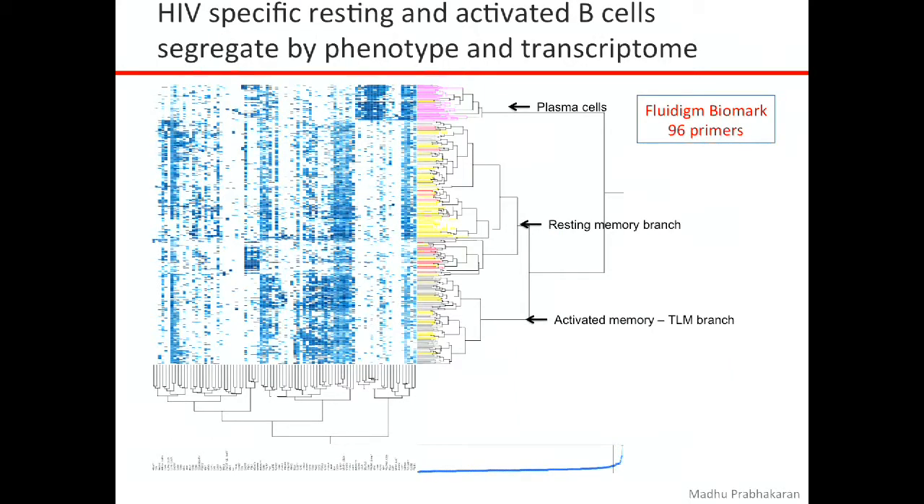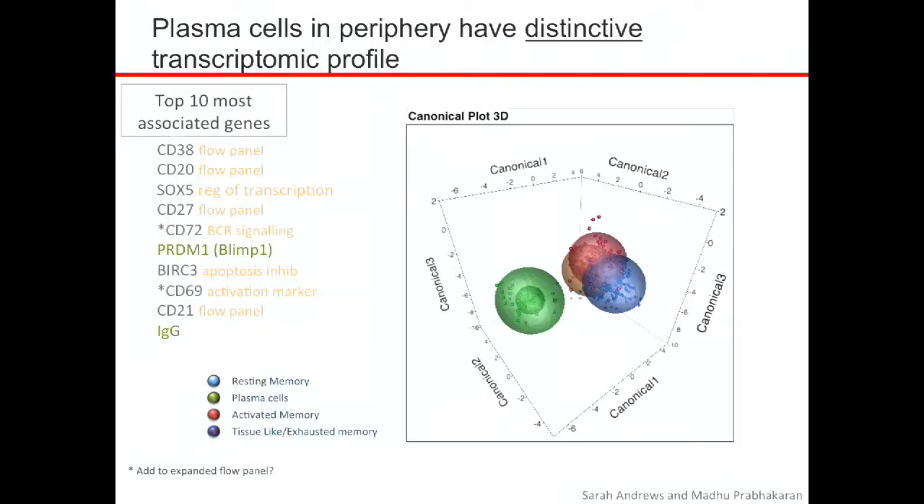So using just 96 genes in a Fluidigm biomarker experiment, we can actually segregate out plasmablasts and plasma cells, resting memory, and activated memory. A better representation of this is if we do a discrimination analysis, and we see that the plasmablasts are very, very different from the activated, resting, or the tissue-like memory cells. And these are the top 10 genes that are associated with this separation. By doing this and by including different genes, we can expand the flow cytometry panel, so we can do this iteratively, and then we can get a panel that's specific for plasmablasts.